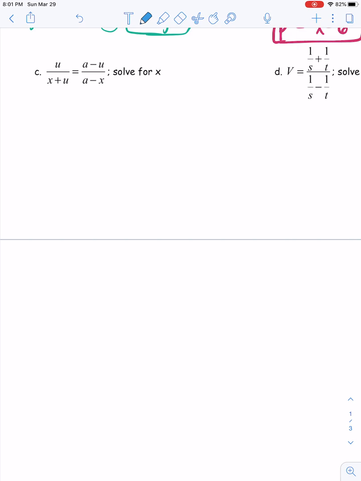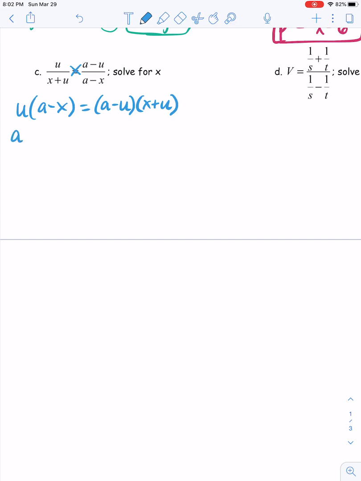This time I have a fraction equaling a fraction. Method 1. Cross multiply. Boom, boom. u times a minus x equals a minus u times x plus u. All right, I'm going to go ahead and distribute and multiply everything out because I want to get all those like terms together and then try to solve for that x.